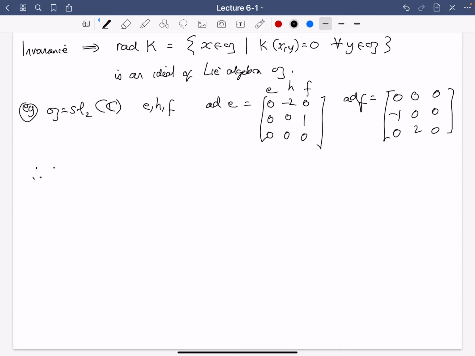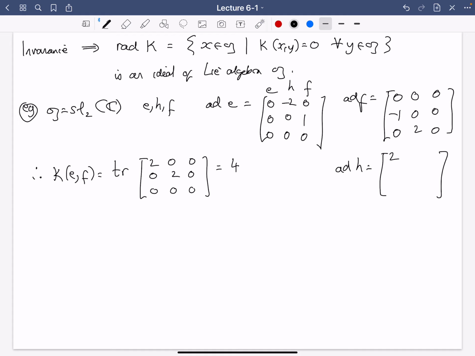And so now you can calculate the killing form of E and F. That's just going to be the trace of the product of these two matrices. So I've actually got to multiply 3 by 3 matrices together, but it's not too bad. So the killing form of E and F is just 4. I guess you could do H as well. Ad H is this matrix: HE is 2E, H commutes with H, and HF is minus 2F. So the killing form of H with itself is just going to be the trace of that matrix squared, which is 8.